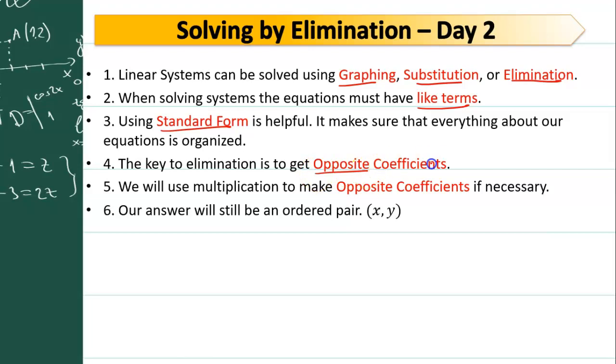The key to elimination is to get opposite coefficients. So like -2 and +2, -5x and +5x. We will use multiplication to make opposite coefficients, which is what we did in the last one. We multiplied everything by -1. And our answer will always be an ordered pair, an x and a y. Make sure you've written this stuff down in your notes. If you haven't, I'd pause the video and do that now.